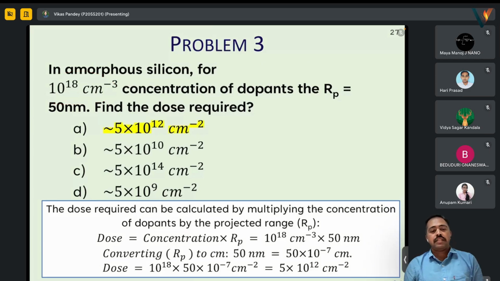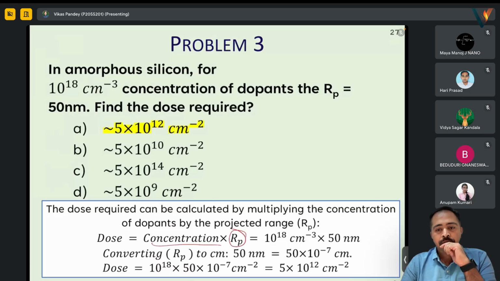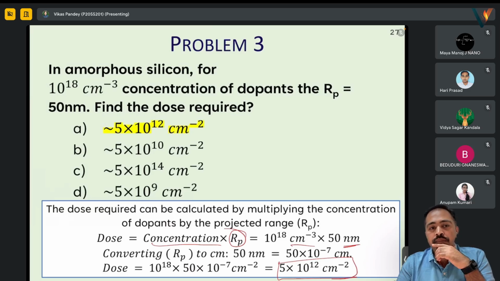Let's discuss that. The dose is concentration multiplied by RP. We have concentration as 10 to the power 18, and the RP is 50 nanometer. Now this is centimeter, this is nanometer, so we'll convert 50 nanometer into centimeter. Then if we do the calculation, the dose required will be 10 into 10 to the power 12 per centimeter square. This dose will give us a doping depth of 50 nanometer. Fine.